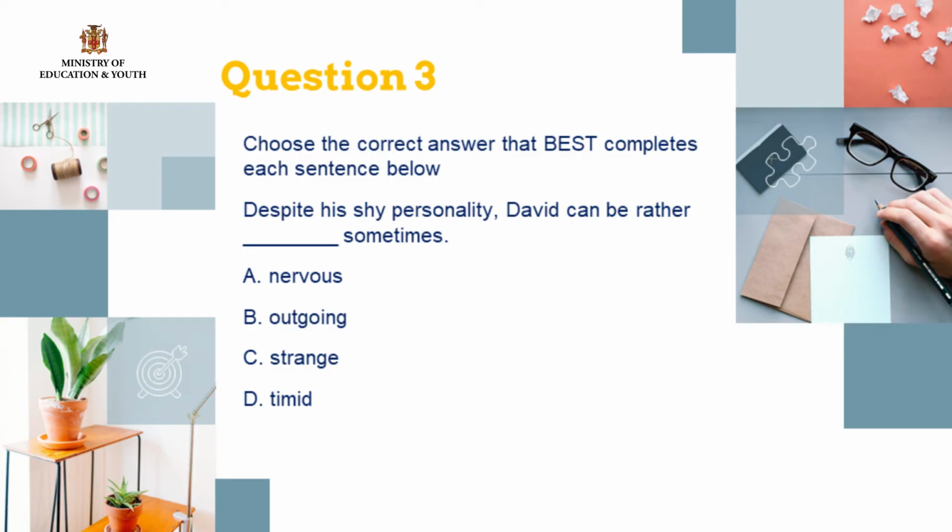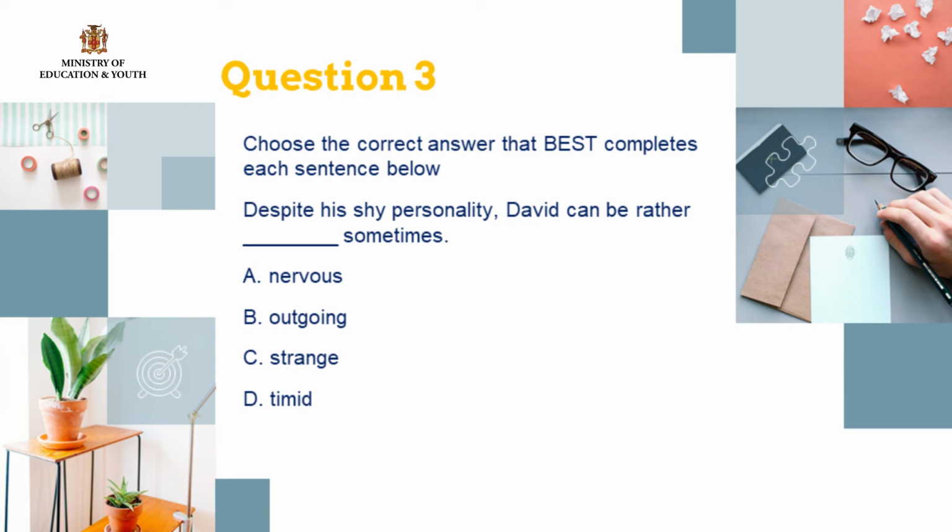Now, based on the word despite, we are going to be looking for a word that is opposite in meaning to shy. So, despite his shy personality, David can be rather A, nervous sometimes, B, outgoing sometimes, C, strange sometimes, or D, timid. Give it a go. Did you say timid? Despite his shy personality, David can be rather timid.